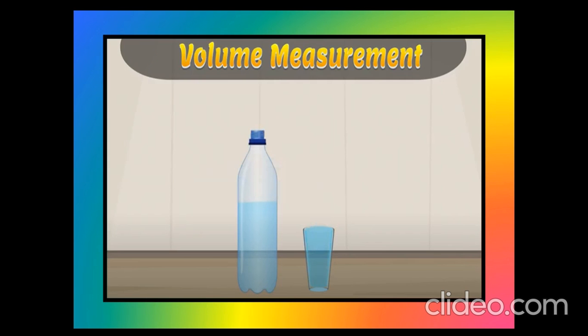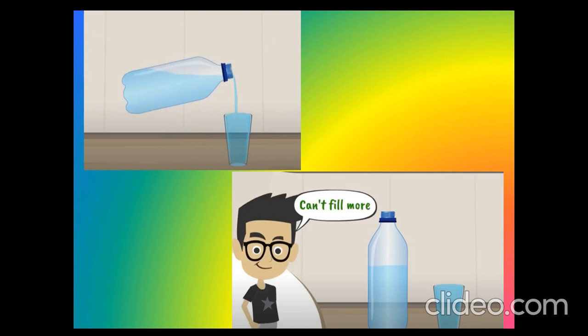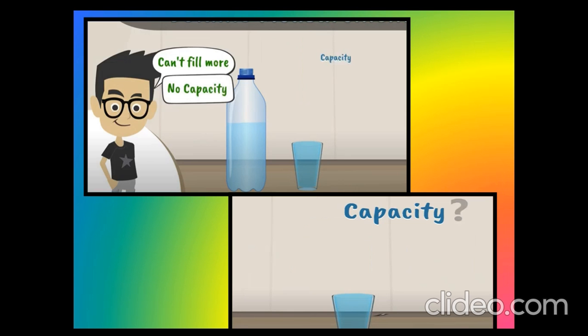Next comes measurement of volume. Look at the slide. The person over here is trying to completely empty the bottle into the glass. Is it possible? No. He can't fill the glass completely with the bottle. He can't empty the bottle completely. Why? Because the glass has a limited capacity.